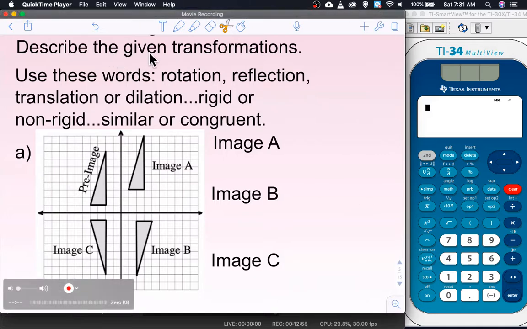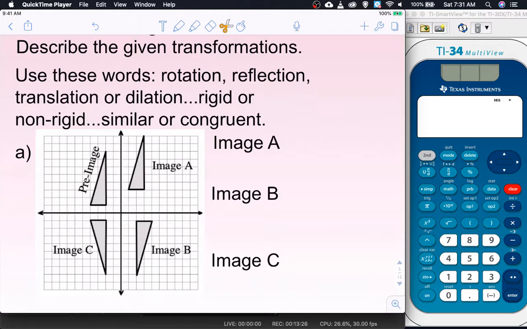So, describe the given transformations. Use these words: rotation, reflection, translation or dilation, rigid or non-rigid, similar or congruent. So here we have our pre-image, image A, B, and C. And so what we're going to need to do is figure out, from the pre-image to image A, what happened here? What type of transformation is this?